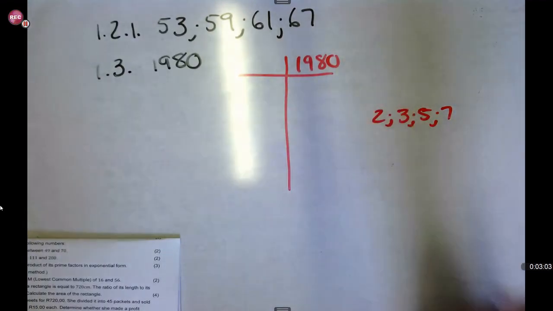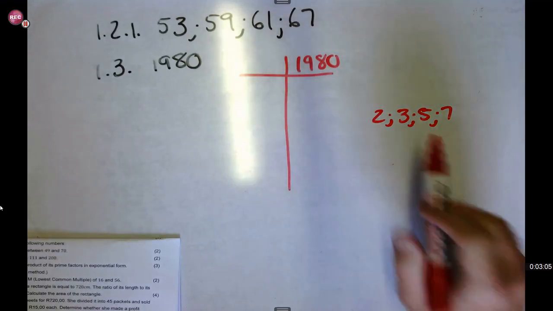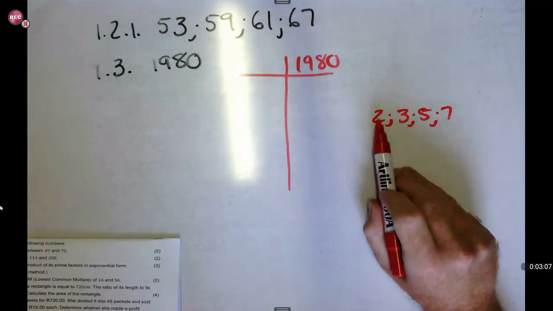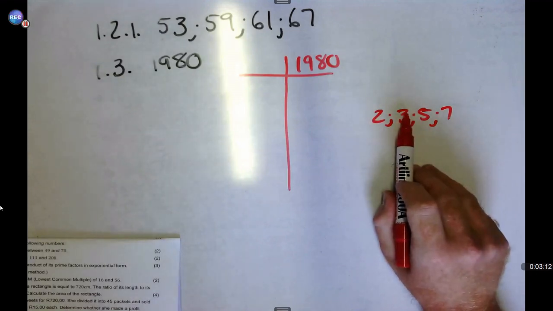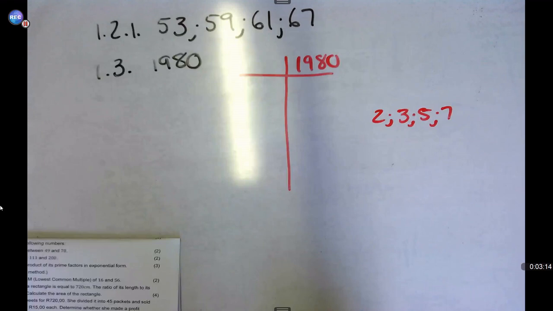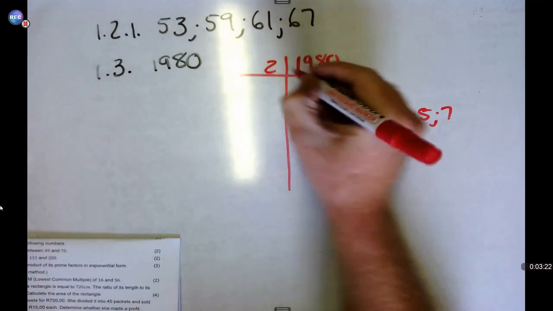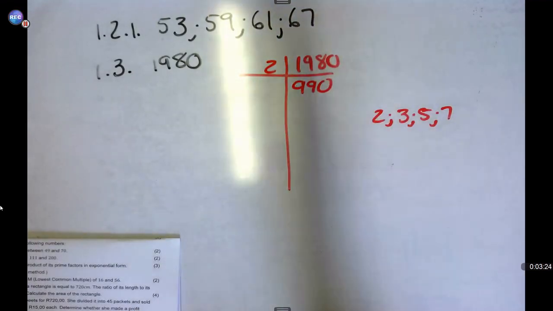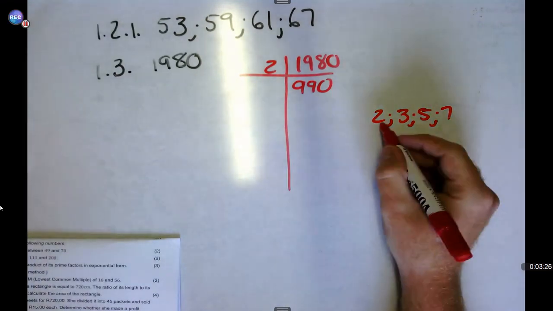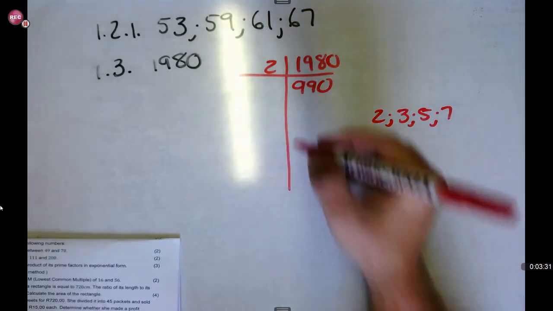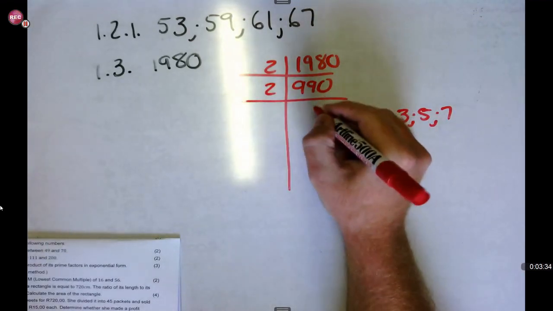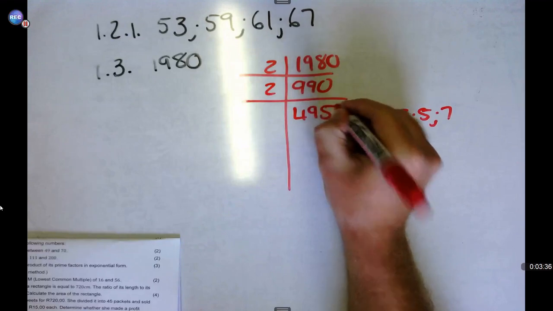When you do the ladder method or the factor tree method, you must always start at 2 and use it as many times as possible before going to the next prime number, which is 3. So in this regard, we'll take the 1980 and divide that by 2, and that will give us 990. Okay? Now we're going to use the 2 again. So we say 990 divided by 2, and that would give us 495.